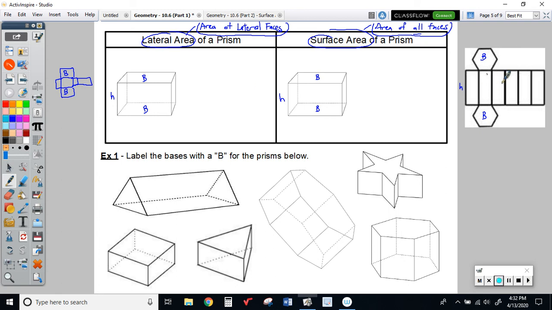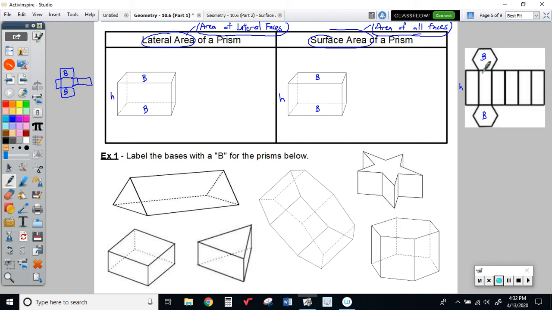If we were to look for the area of this lateral part, you could do height times whatever the side length is of one of those. So you could do side length times height, and then multiply that by 6. Over here you could do side length times height, and these ones are actually different sizes, and that could happen here as well. These rectangles might not all be the same size. If this is not a regular hexagon, these would not all be the same size.